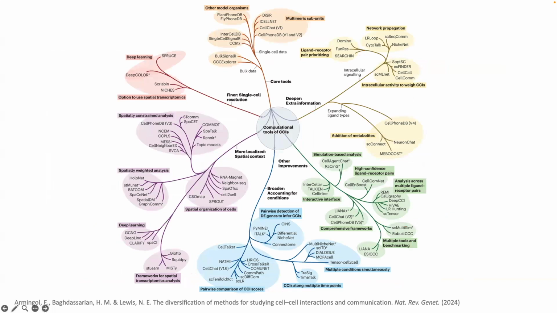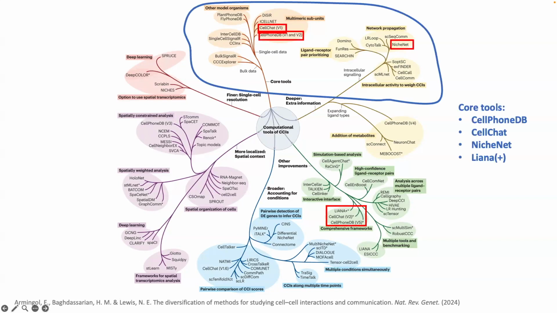Since then, a lot of new cell-cell communication tools have been developed. There's a very nice review paper with this nice figure here, where basically you see all the different types of models that can exist. Here at the top right, basically you have what I would call the core tools like CellPhoneDB, CellChat, which are prototypes of the ligand receptors, and NicheNet, a prototype of the intracellular modeling. Liana is a kind of general framework. I will discuss that in one of the next slides.